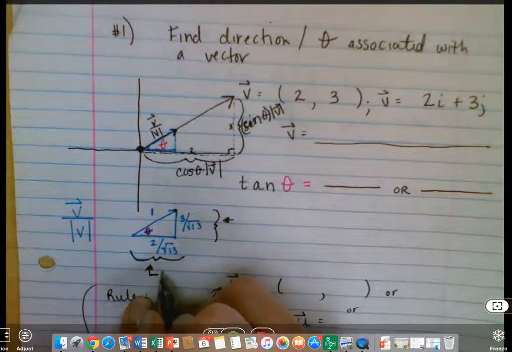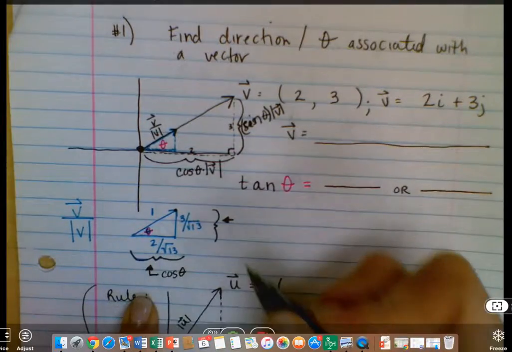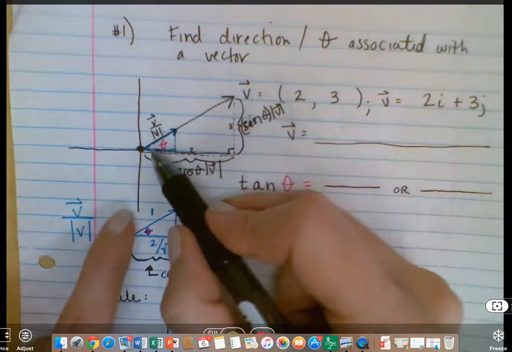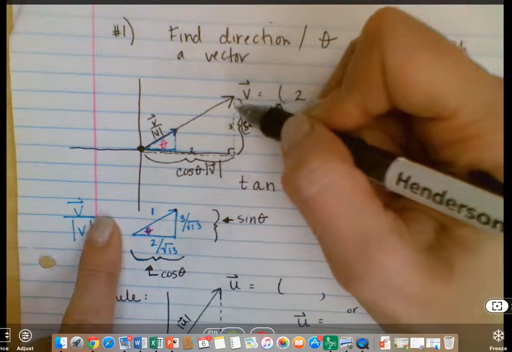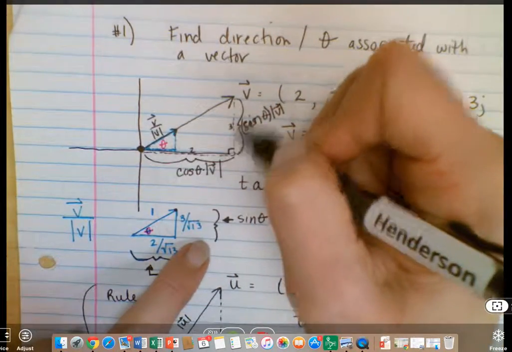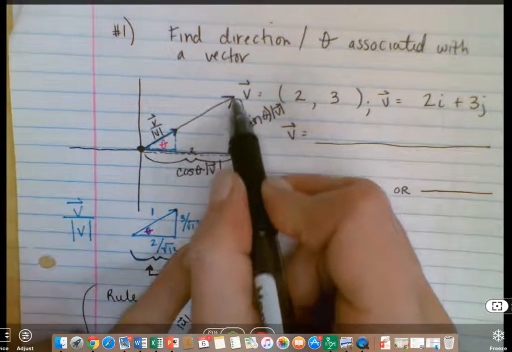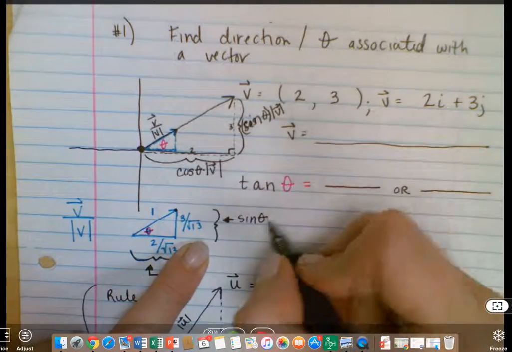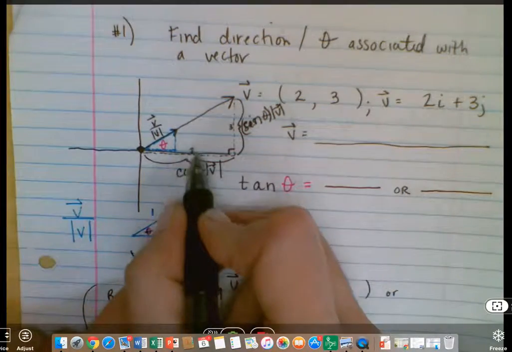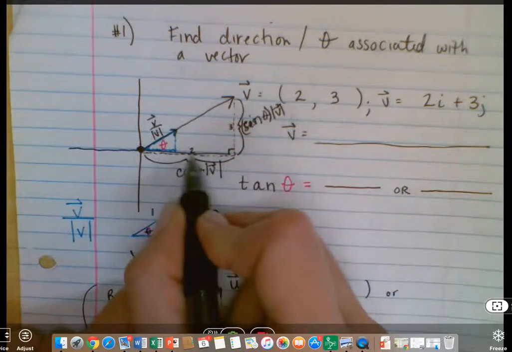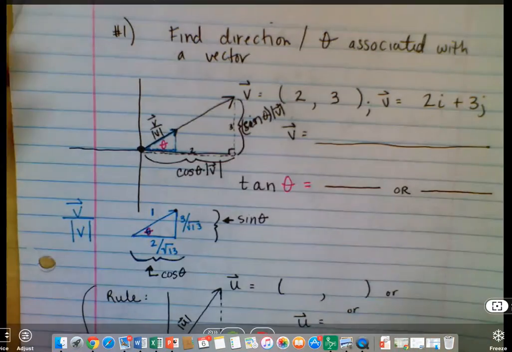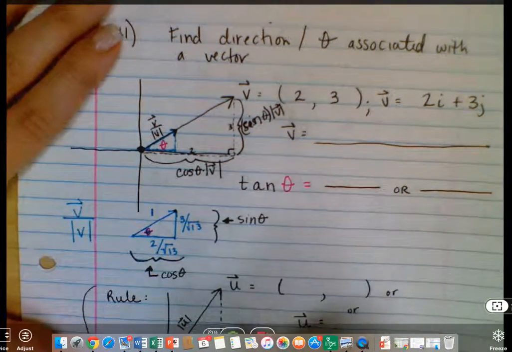So this length right here is the cosine of theta. This length right here is the sine of theta. So in order to scale this little blue side up to be 3 right here, I have to scale this side right here by the magnitude of v. And then if I want to scale this little blue side right here to be 2, I need to scale it by the magnitude of v.